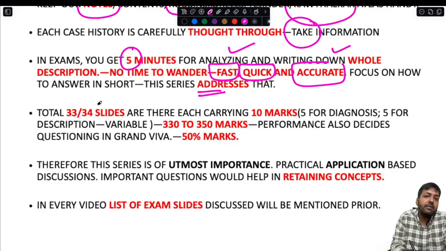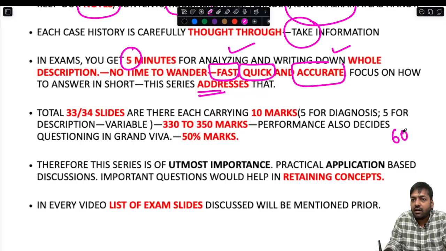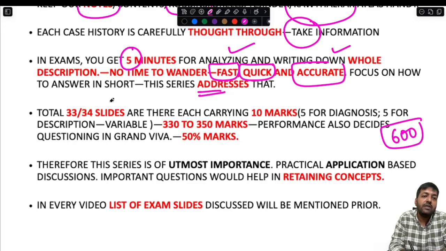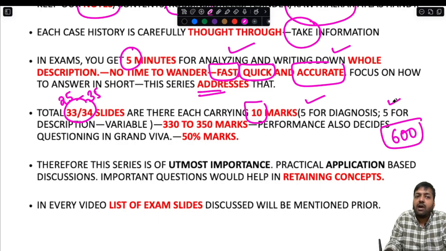So in the exams, if you see the total practicals, I think they are of around 600 marks, if I am not wrong, the entire practicals. And if you see the total number of slides, usually in some colleges there are 25 slides, and in some colleges you are having approximately 35 slides. So on an average, total 33 to 34 slides are there in the exams, and each is carrying 10 marks. So 5 marks is for your diagnosis and 5 marks is for the description, and it might vary also.